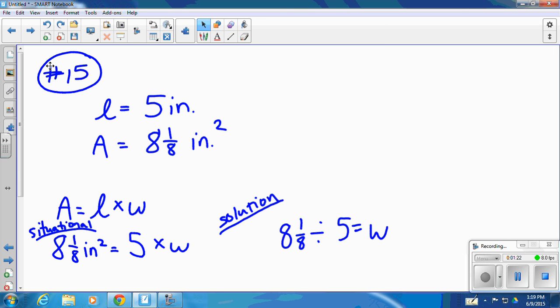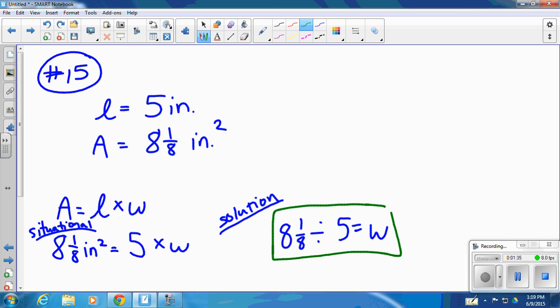Okay. It did ask you to solve it. I think most of us figured out the equation. It was the solution that was the hard part. So it did ask you to solve it. So 8 1/8, I'm going to use our solution equation here. 8 1/8 divided by 5.